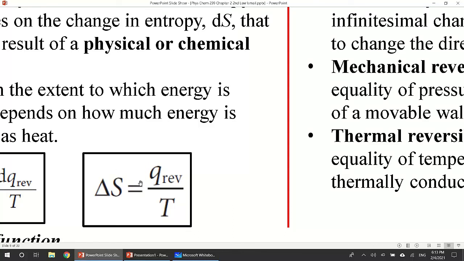And you know why that is? Because q is not a state function. Entropy is a state function, but q is never a state function. The only non-state functions in this chapter are q and w. So keep this in mind. We don't usually say delta q, we just use q. And the subscript rev here means reversible.